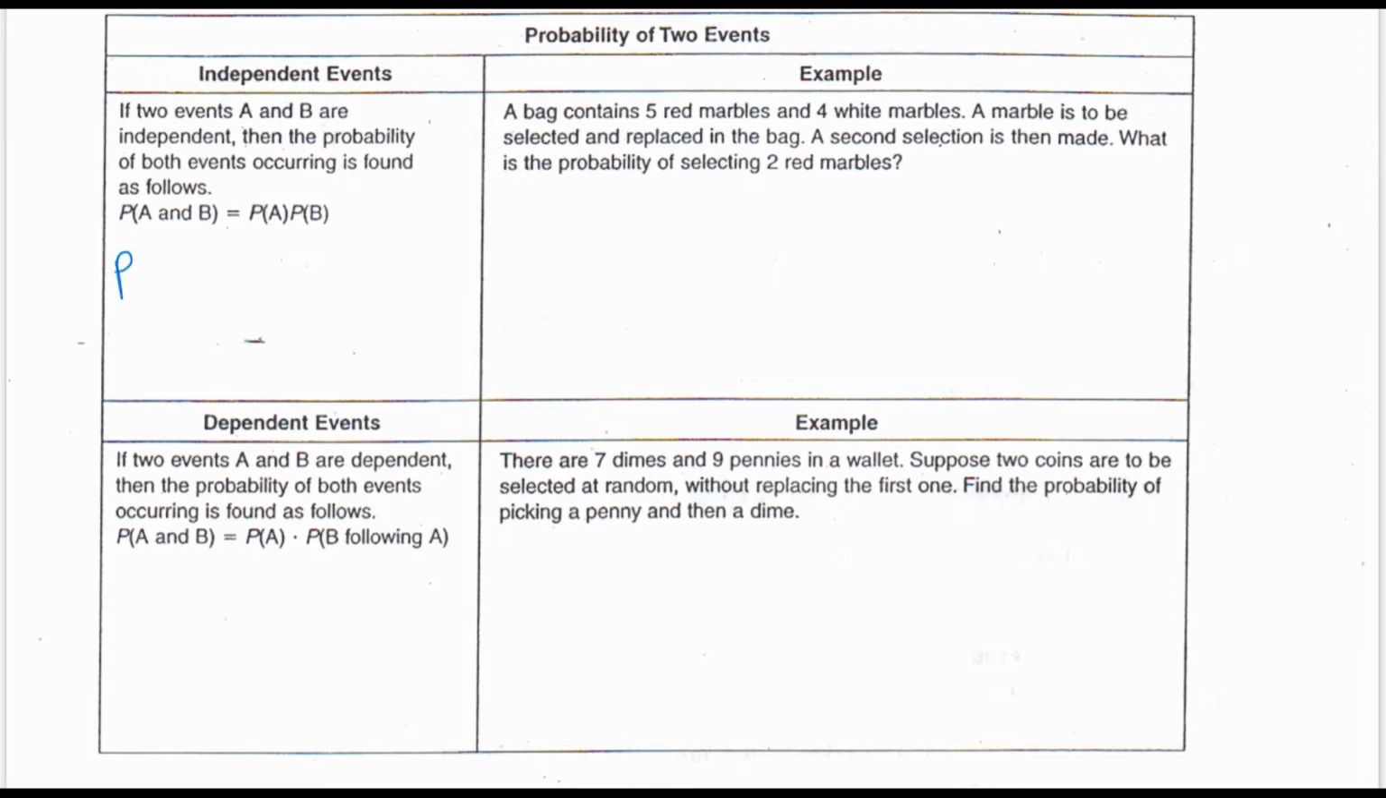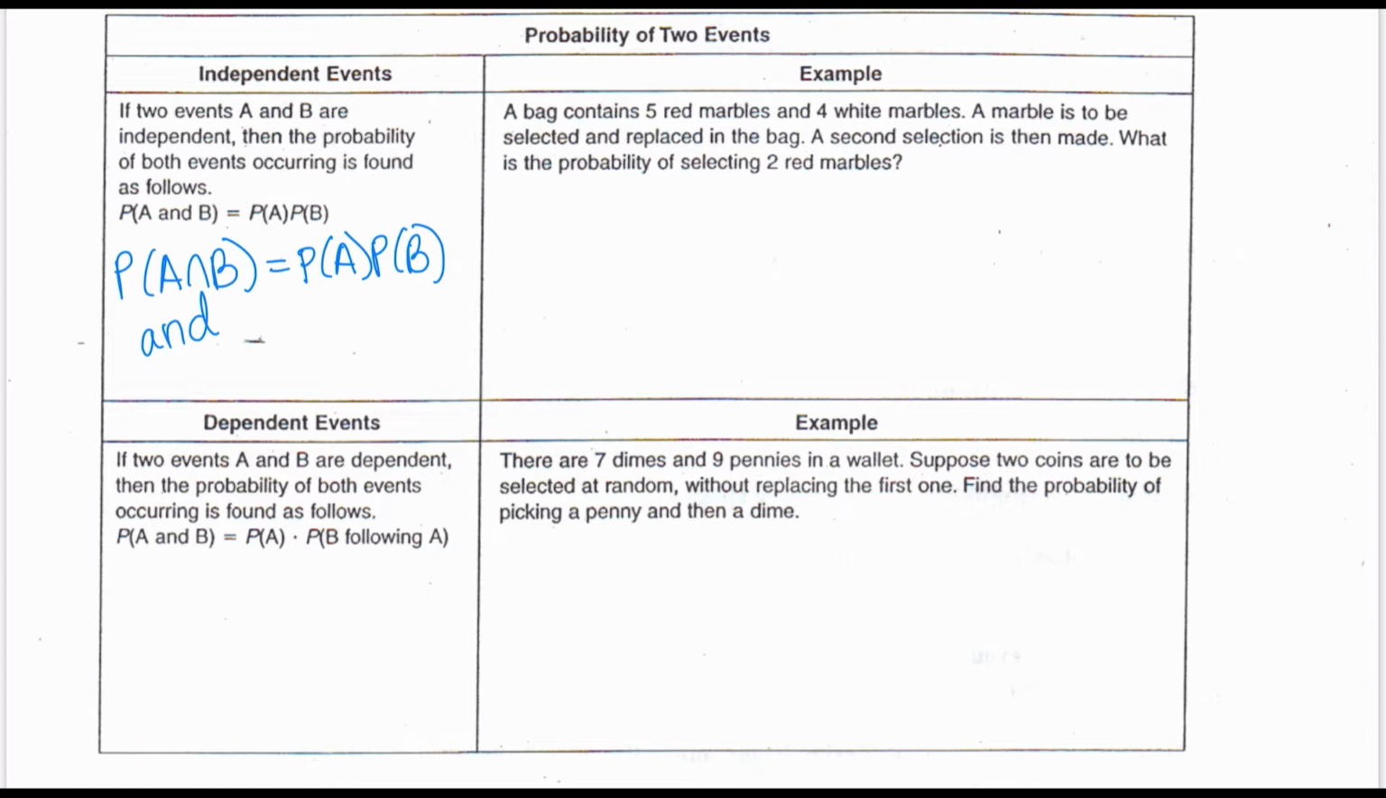So the probability of A and B, you're going to write it with this upside down U. That upside down U is the intersection, which means and. And the way you find that is by multiplying. So when it's and, you multiply.